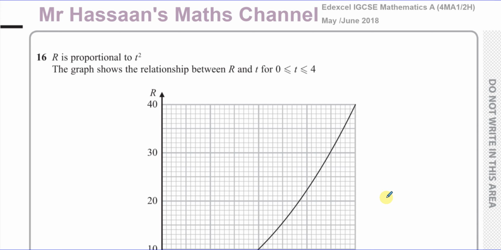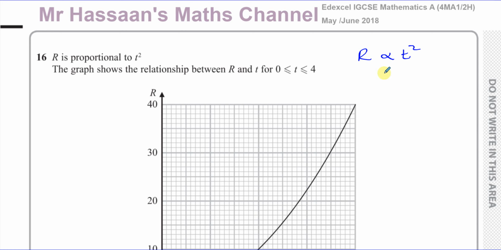And here we have a question about proportionality or variation, and we're told that R is proportional to T squared. That means R is directly proportional to T squared. Sometimes it will say proportional to, sometimes directly proportional to, sometimes varies as or varies directly as. All of those are similar phrases which mean the same thing.